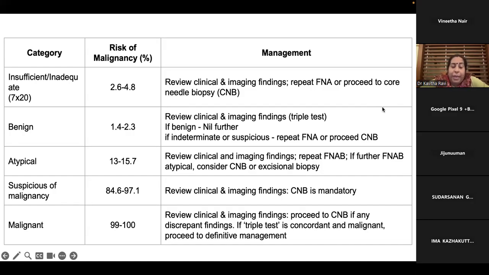And if you get a malignant report, malignant cells, that is category 5, so that means 99 to 100% there is risk of malignancy. So again, review everything, clinical, imaging, proceed to core needle biopsy. And if the triple test is concordant and malignant, proceed to the definitive management. Anyway, with core needle biopsy with immunohistochemistry, you can proceed for the definitive treatment.